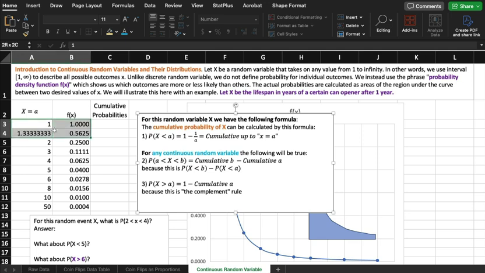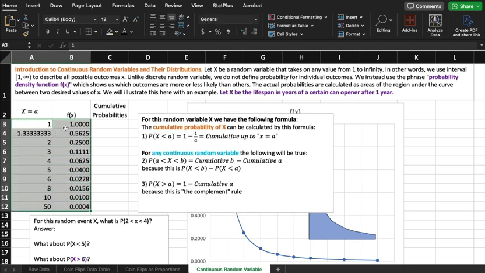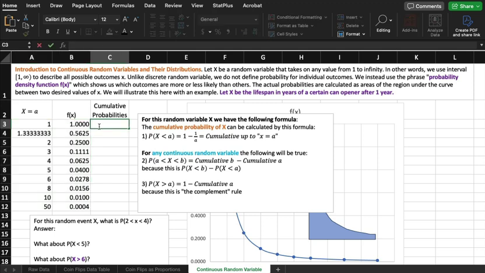Okay, so at this point you should have all these x's and these little f of x's filled in, and let's start with the cumulative probability. The cumulative probability is going to equal 1 minus 1 divided by the number in column A. That is the formula for the area up to that point, the area under the curve up to x. Since x equals 1 is the starting point, we expect that area to be 0, and it is. Now let's fill that down.